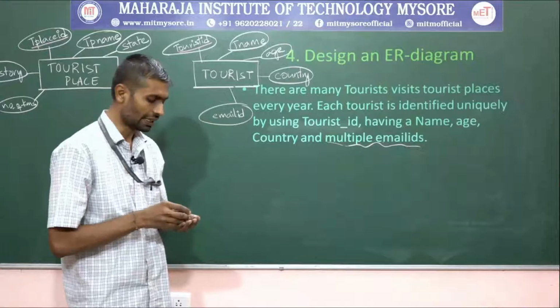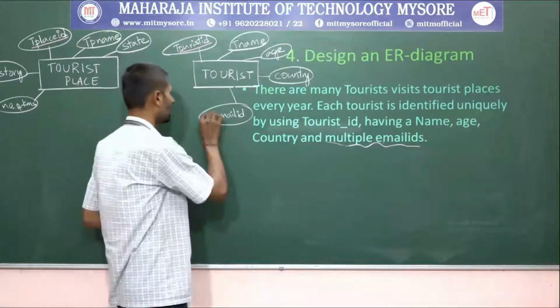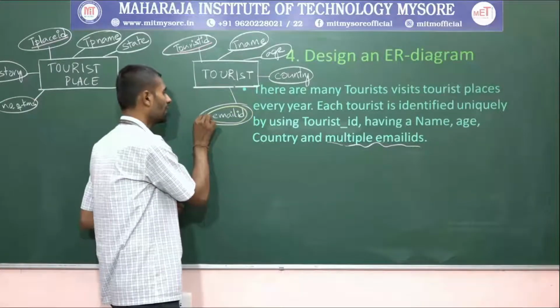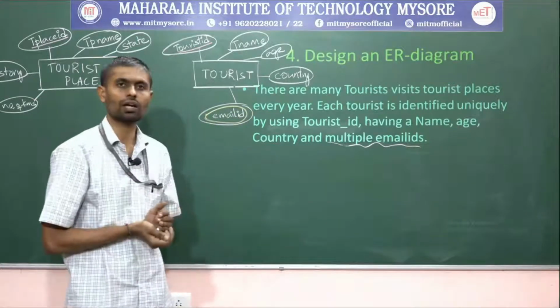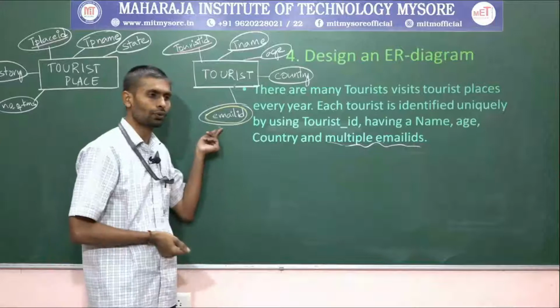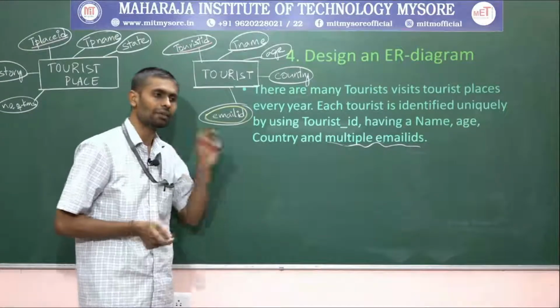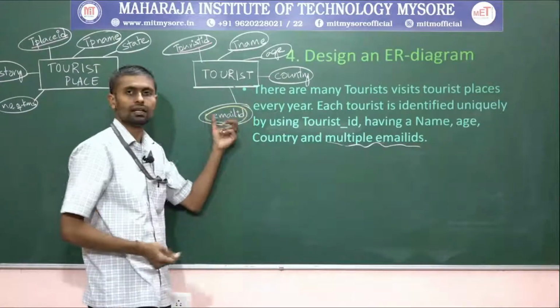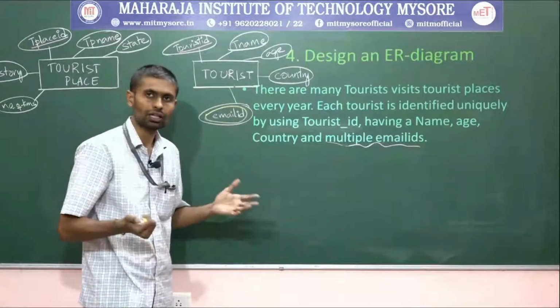Multiple email IDs. It's an indication that we have to record it as a multi-valued attribute. How to record, guys? Multi-valued attributes are always represented in the ER model with the help of two concentric elliptic symbols, that means two concentric oval-shaped symbols.